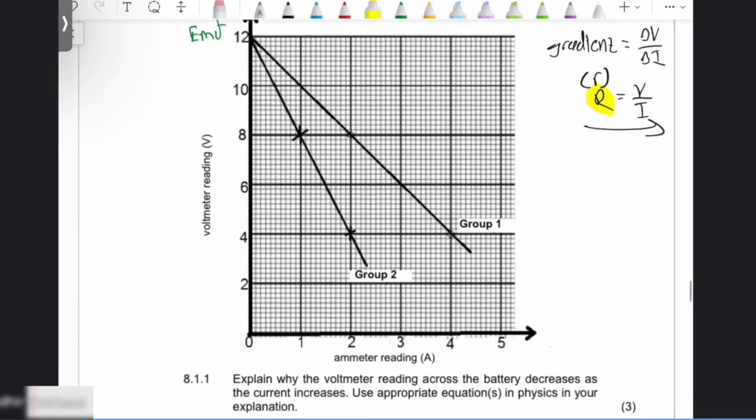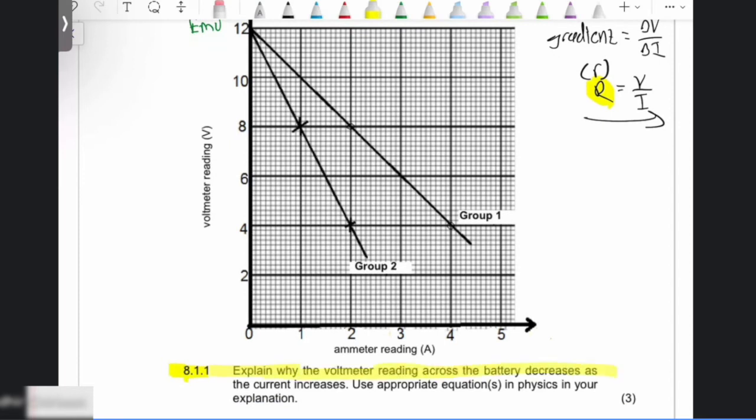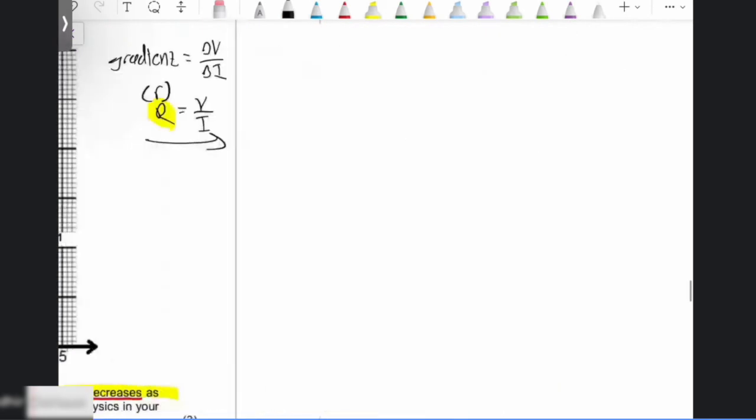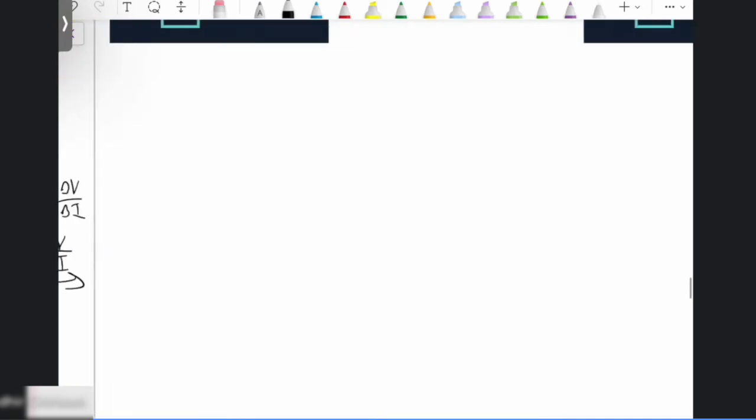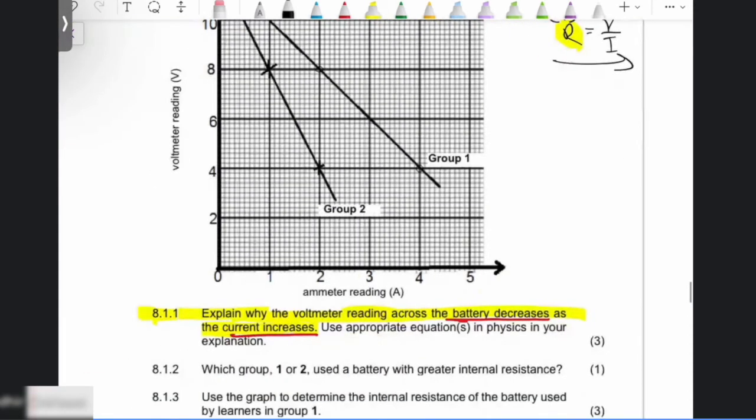Okay, so 8.1.1, explain why the voltmeter reading across the batteries decreases as the current increases. This is going to just take you to a formula that you've seen before. So let me show you guys this formula here. EMF is equal to I into big R plus small r. So they're saying, explain why the reading across the battery decreases as current increases.